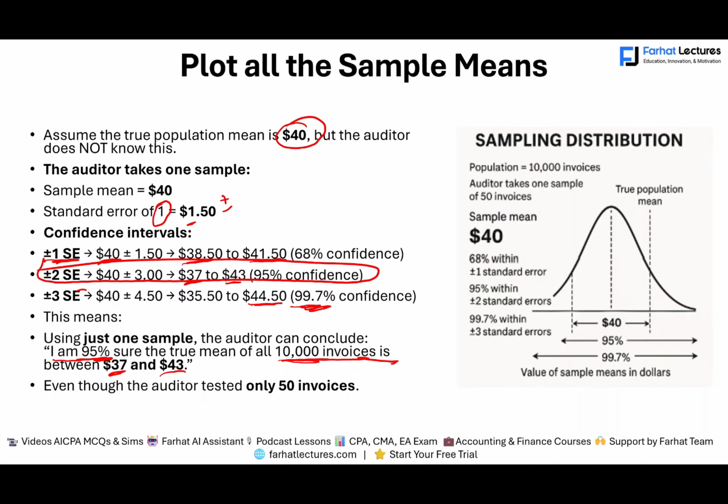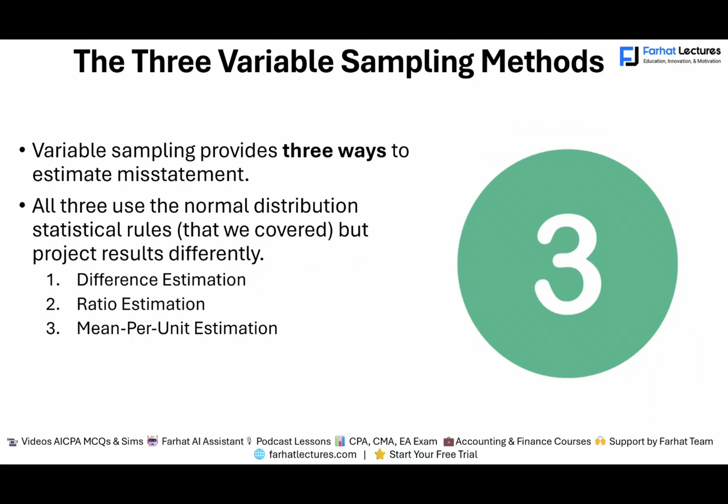Now, looking at all of these, we can start to cover variable sampling, how we can compute variable sampling in 3 different ways: through difference estimation, ratio estimation, and mean per unit estimation. We're going to cover those separately, and we're going to start from this slide in the next session, because first I wanted to build the ground, to help you understand why difference estimation, ratio estimation, and mean per unit are valid methods.